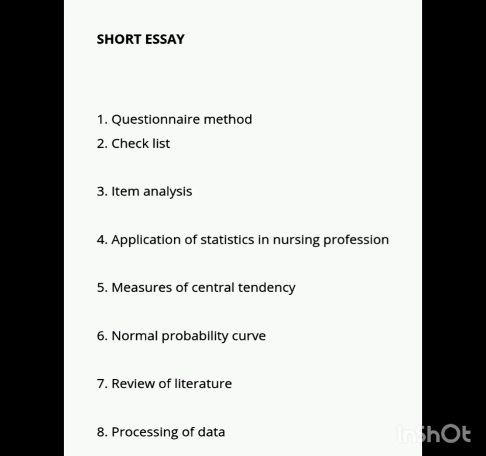Next, the second question is checklist. A checklist is a list of items that need to be completed throughout the research process. Here you need to mention the advantages and disadvantages of a checklist also.